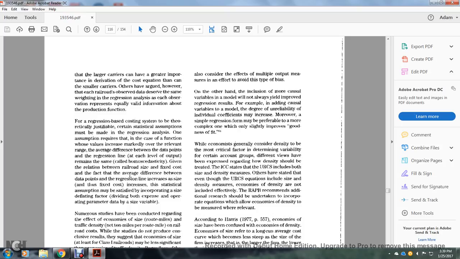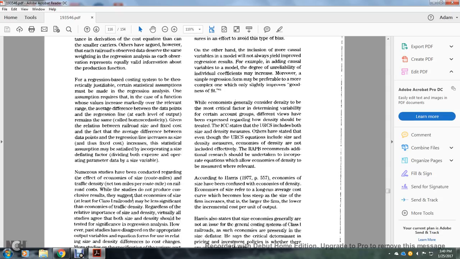Certain statistical assumptions must be made in regression analysis. One assumption requires that, in the case of a function whose values increase markedly over the relevant range, the average difference between the data points and the regression line at each level of output remains the same. This is called homoscedasticity. Given the relationship between railroad size and fixed cost, the average difference between the data points and the regression line increases as the size and fixed cost of the system increase. To satisfy the statistical assumption, size deflation is incorporated, dividing both the expense and the operating parameter data by the size variable.